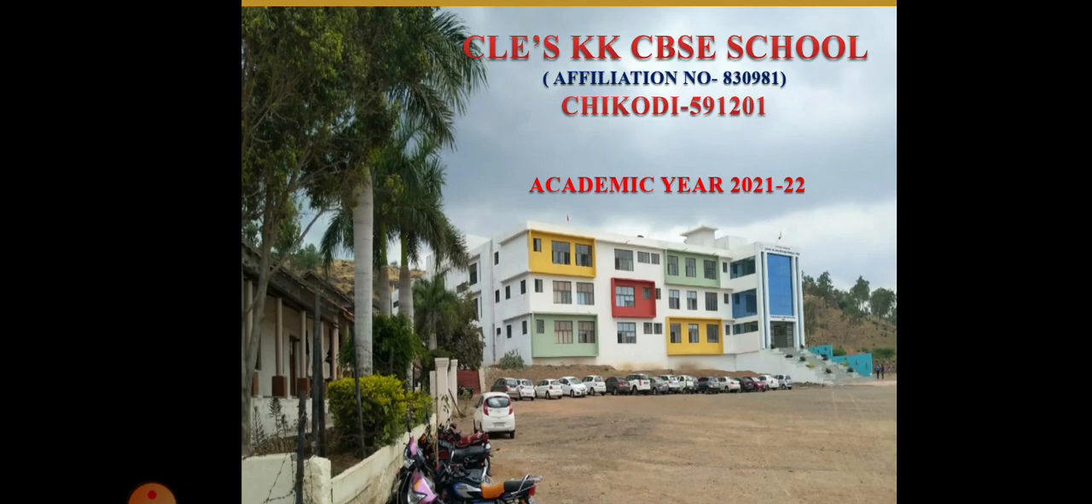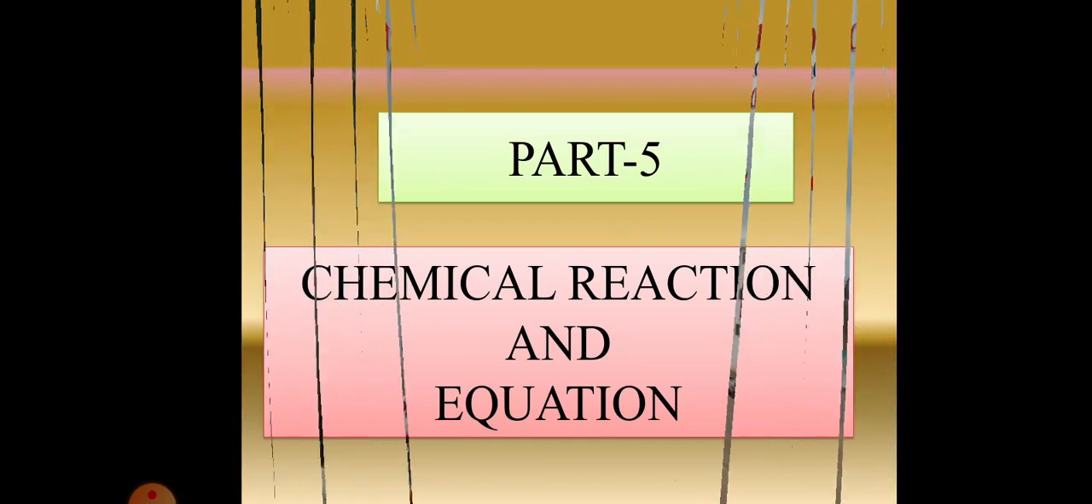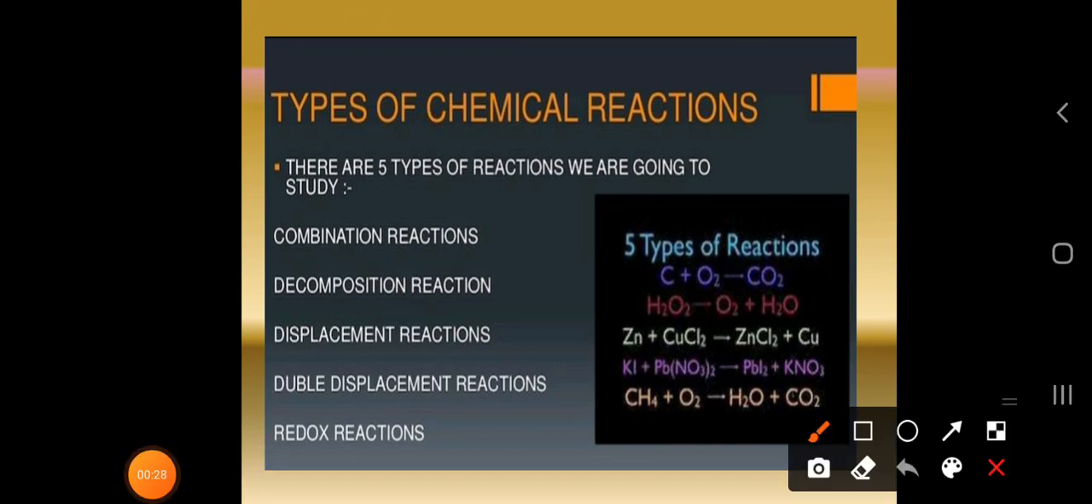So dear students, in the last class we solved chemical equations by the algebraic method. Now let's continue this chapter with types of chemical reactions. This is part 5, where we are going to learn the types of chemical reactions. So how many types are there? There are 5 types of chemical reactions we are going to study here.